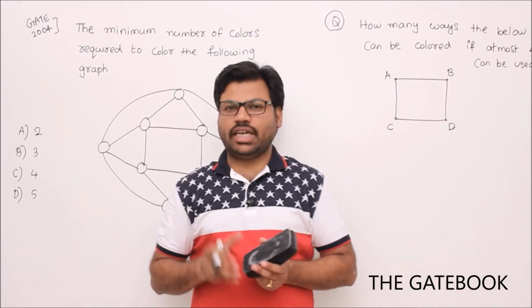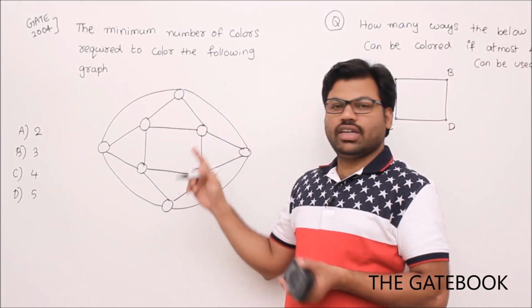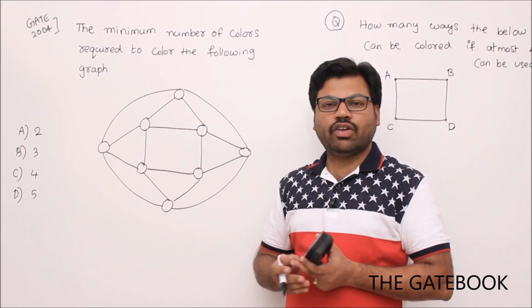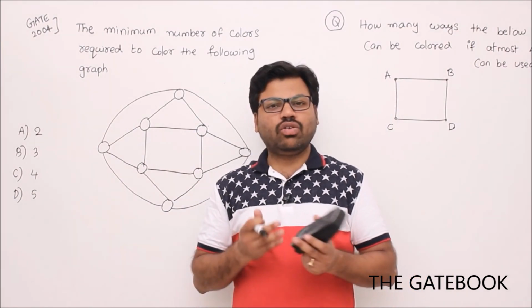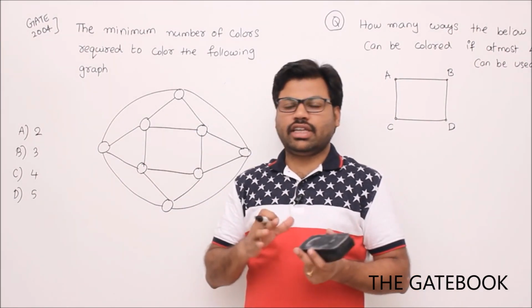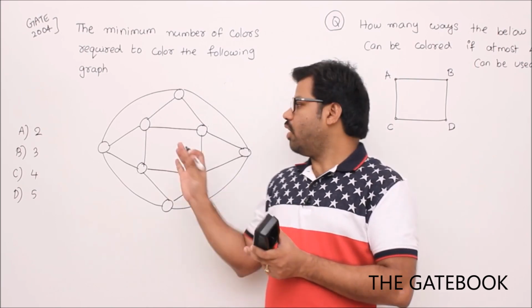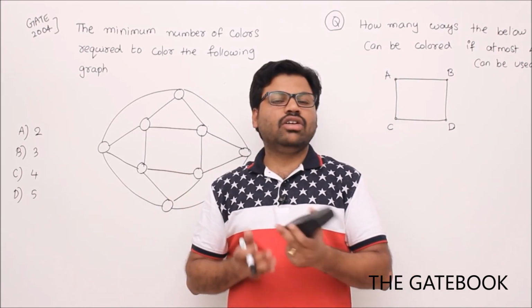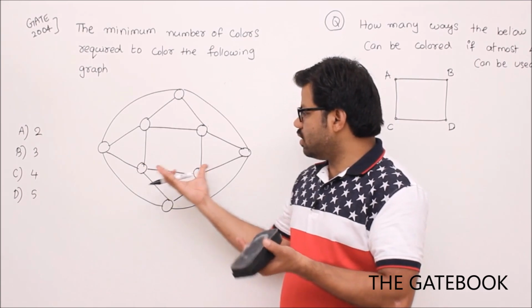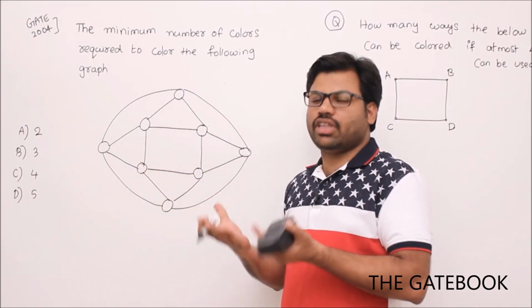Let's solve some problems related to coloring. So one is this one. They give you a graph and they ask you to find out the minimum number of colors. There is no shortcut. We have to try all possible ways. So this problem is just about trying all possible ways quickly within 2 minutes.